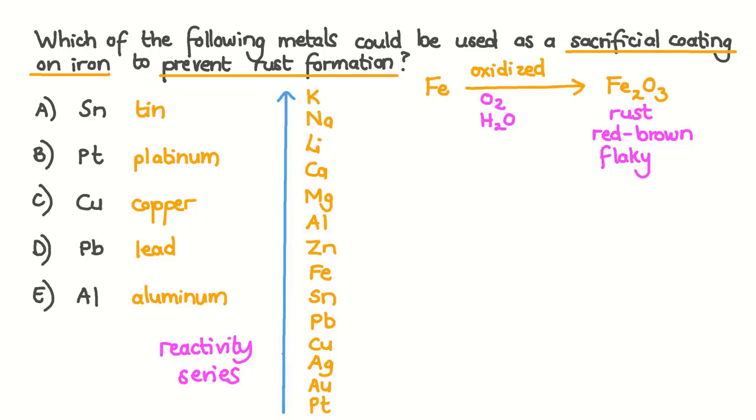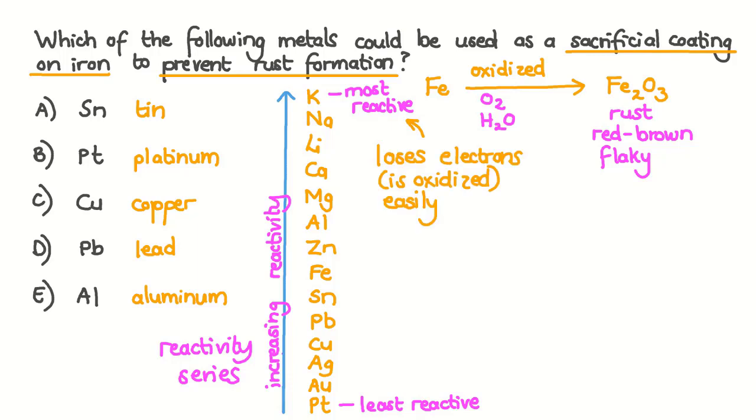We can use a metal reactivity series to choose which metal is suitable for a coating on iron. The metals on this reactivity series are listed in order of increasing reactivity going from the bottom to the top. Potassium at the top is the most reactive metal. It loses electrons and is oxidized the most easily of all these metals.